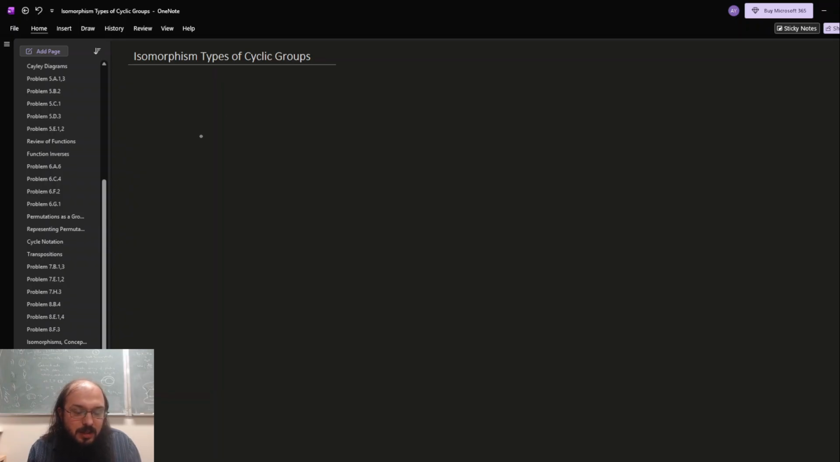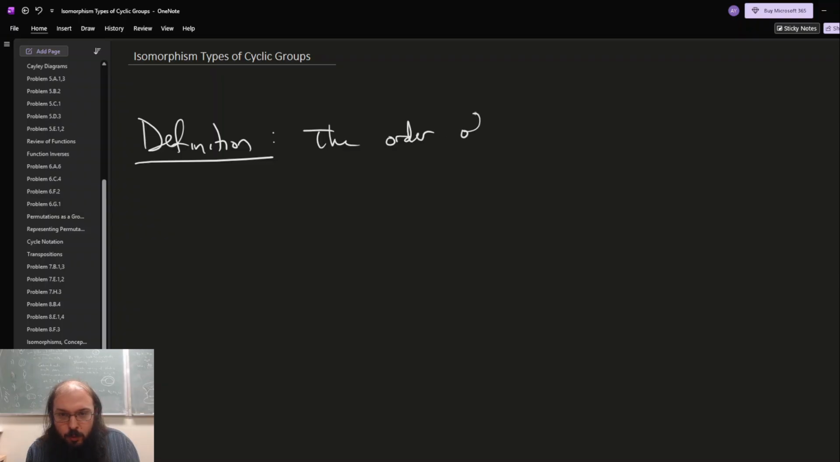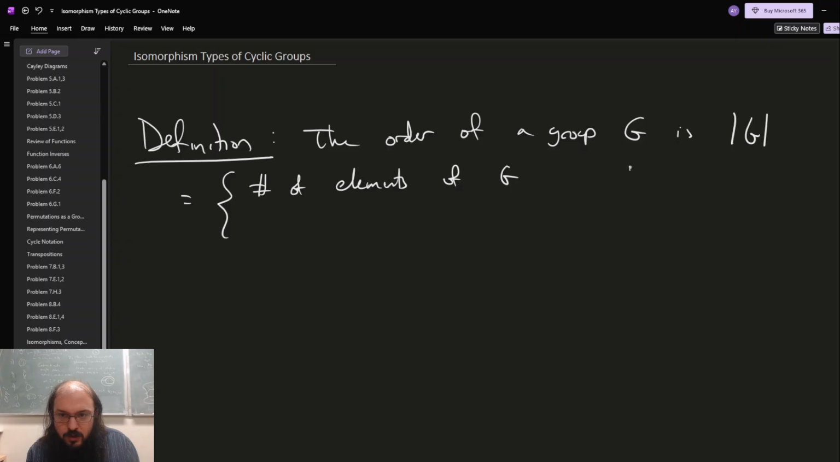So in order to do this, let's start with, as we did last time, just a little bit of a reminder slash definition. The order of a group itself, a whole group, is equal to the number of elements of G if G is finite, or infinity if G is infinite.